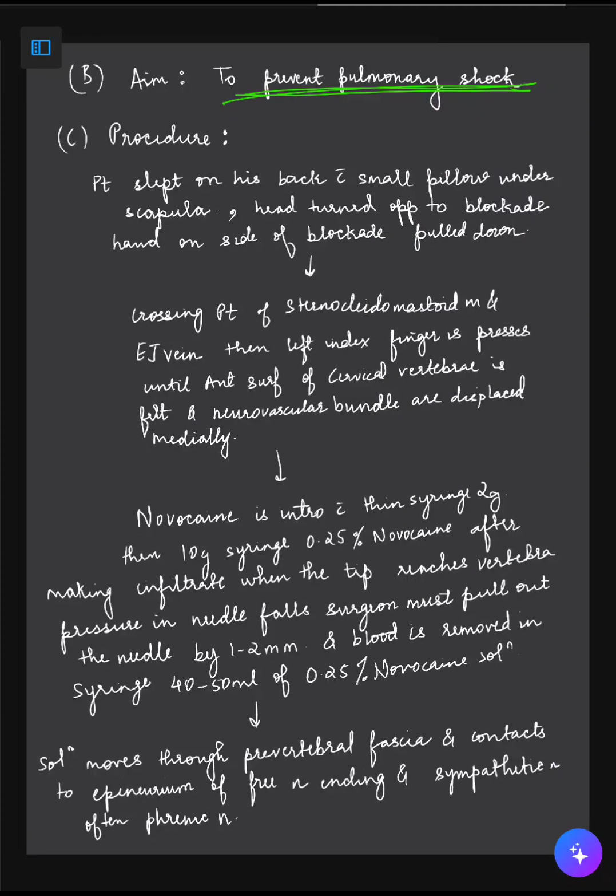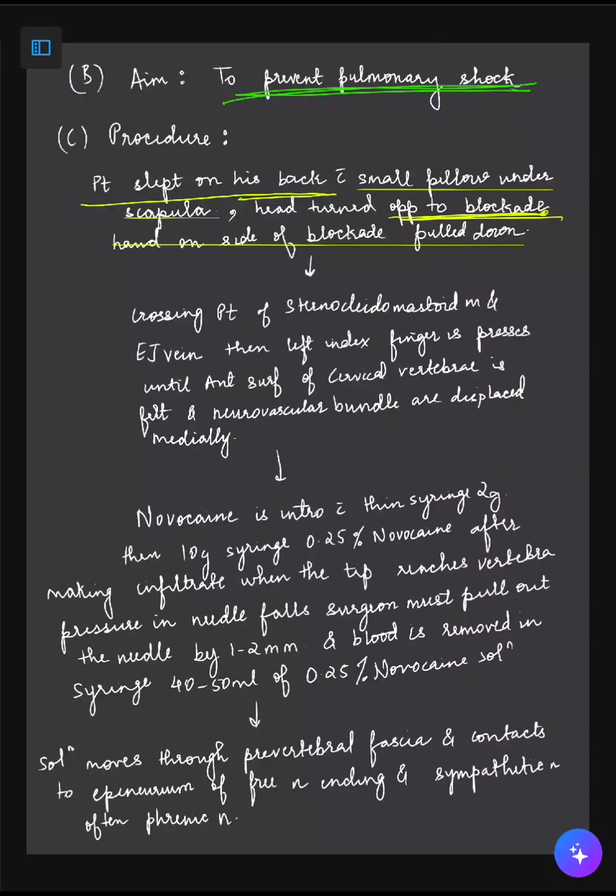How is this procedure done? First, the patient is laid on his back in supine position with a small pillow under the scapula. Now his head is turned opposite to the blockade, and the hand on the side of the blockade is pulled down. If there is a blockade on my left side, then my head should be turned to the right, and the left hand is pulled downward.